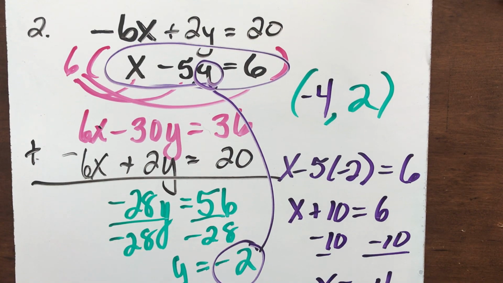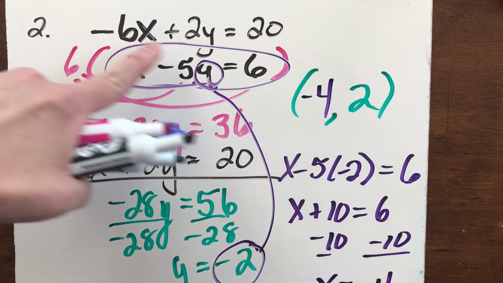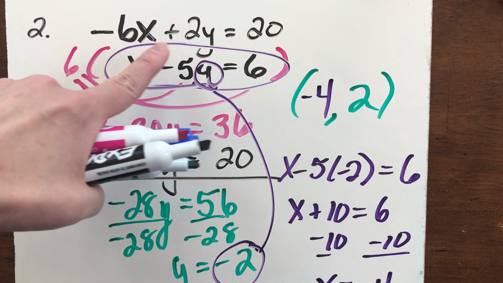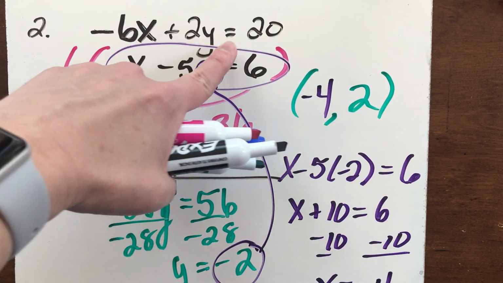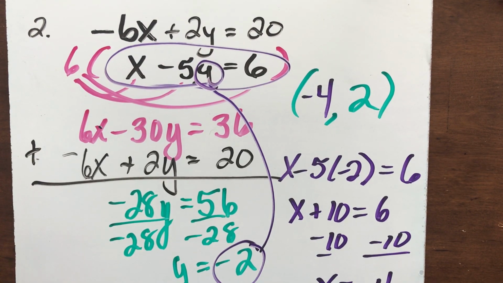Now, again, mental math, I'm just going to make sure that this is right by plugging into the top. So negative 6 times negative 4 would be 24. And then plus 2 times negative 2 would be negative 4. So 24 minus 4 is 20. So we're good to go on that one.